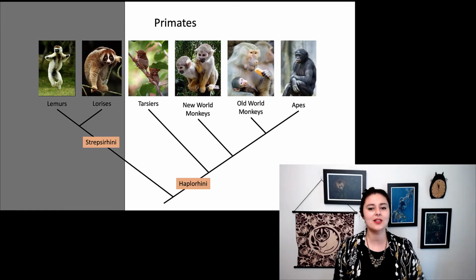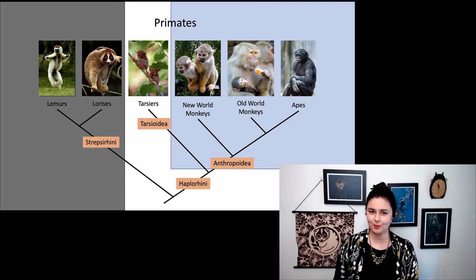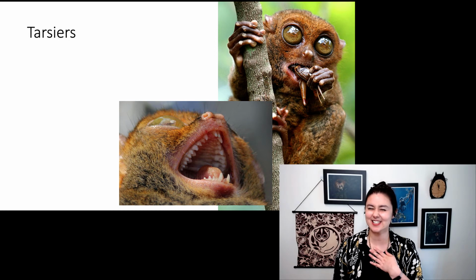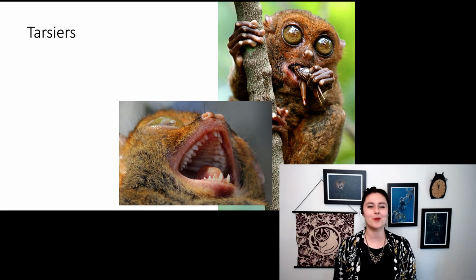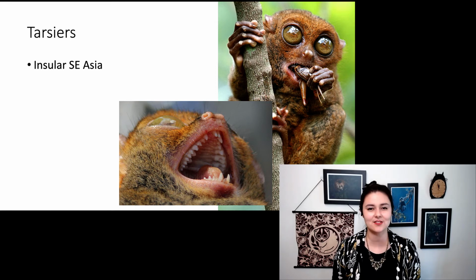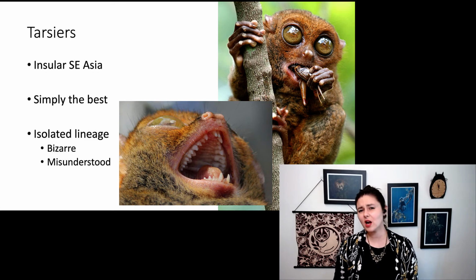But now let's look within haplorhines. Let's look at the next groups. So now we have tarsiers versus anthropoids. Tarsiers, they're the subject of my dissertation, so they definitely have a soft spot in my heart. You'll find these guys in insular Southeast Asia, just the islands of Southeast Asia, and they're pretty much the best. They are a little weird.